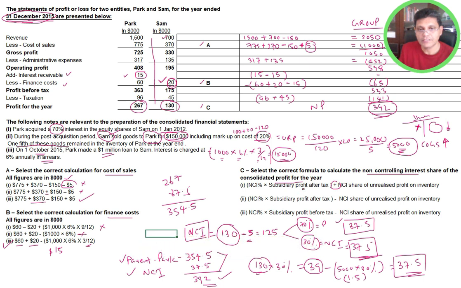Then, and also here it says profit after tax. Okay, and here NCI subsidiary profit after tax, yes. NCI share of unrealized profit on inventory, yes, this is the correct answer. NCI subsidiary profit before tax, no, we don't take before tax, this should be after tax. So therefore the correct answer is the second one. Okay, so this is the answer for this particular question.